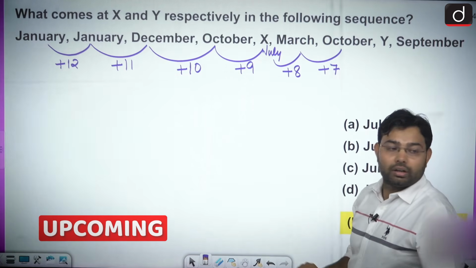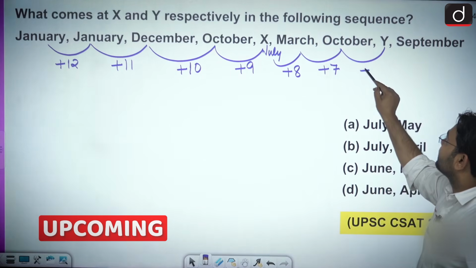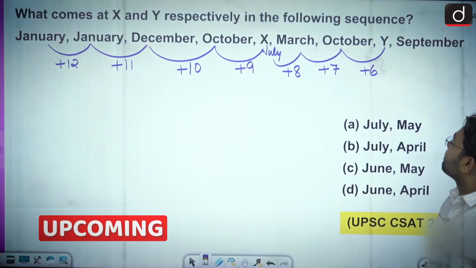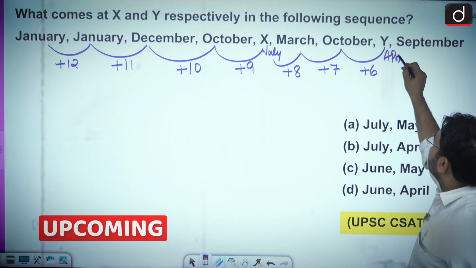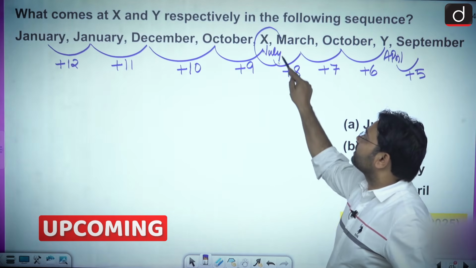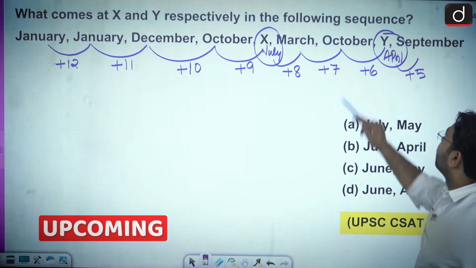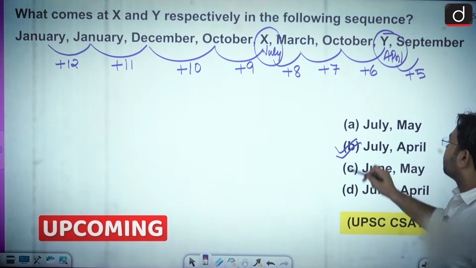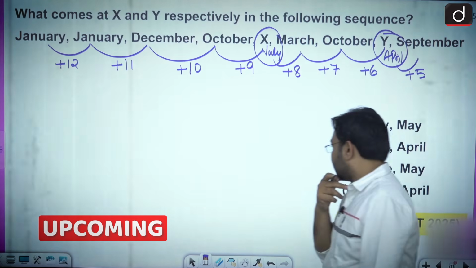again October, plus 6, October plus 6 is what? April. April plus 5 is... so in place of X you can say July, and in place of Y you can say April. So the answer is option B, July, April.